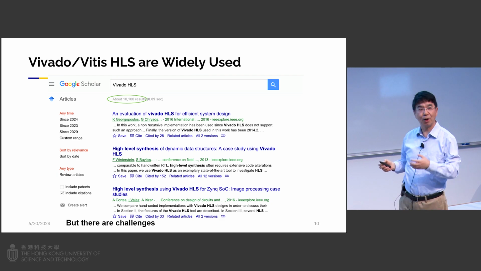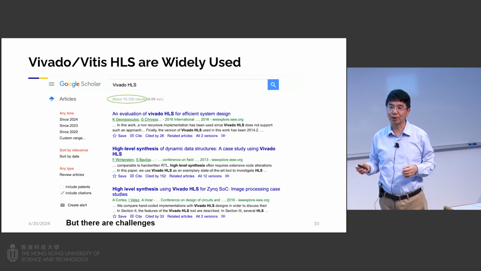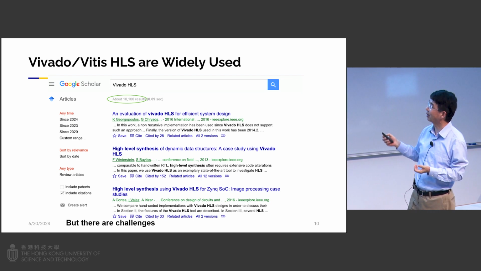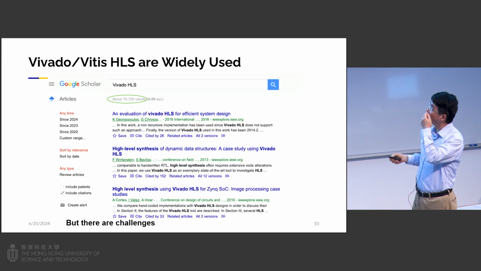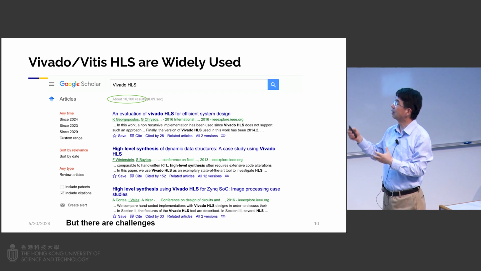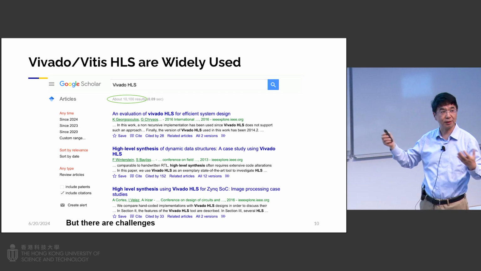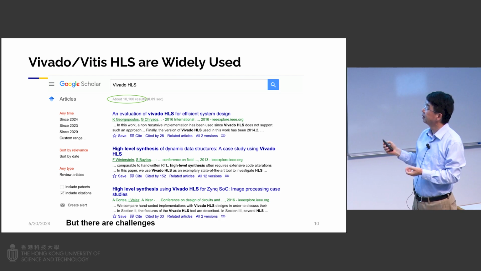So Tim mentioned, how many of you have used Vivado HLS or Vitis HLS in your class project or research? Okay, so good to see many hands. This is a screenshot I had early this year. It already exceeds 10,000 citations, right, Vivado HLS.